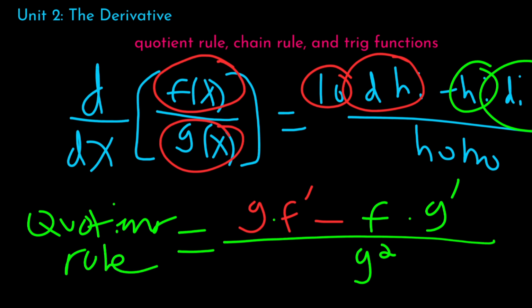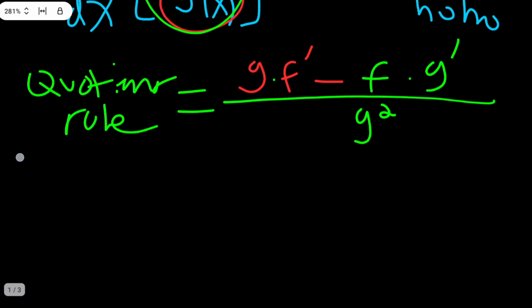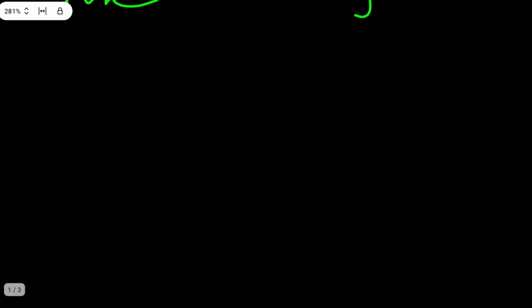So this is what you're going to need to memorize to take derivatives of things that are over each other, and you can implement this formula to do so. Now let's do a quick little example.